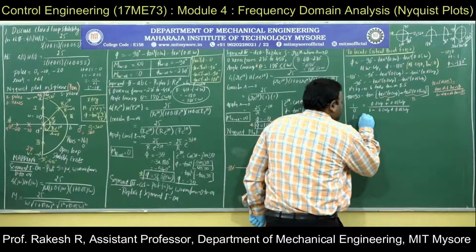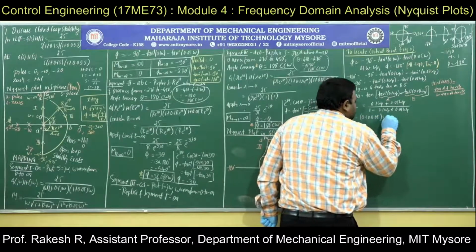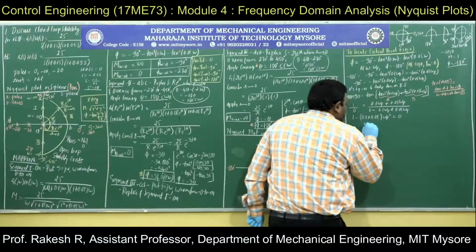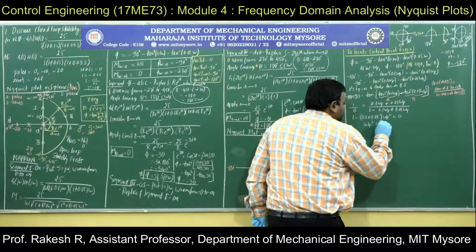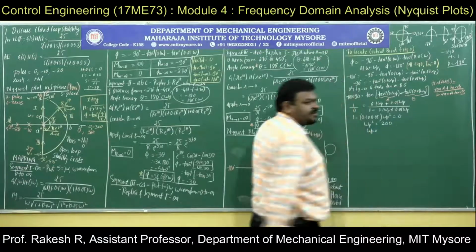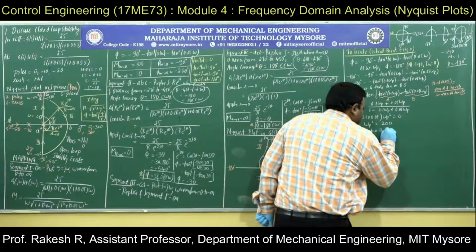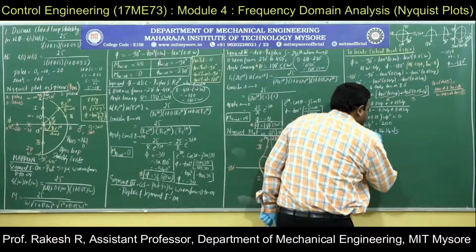So 1 minus 0.1 into 0.05 omega p square is equal to 0. Omega p square will be equal to 200, and omega p will be equal to square root of 200. Square root of 200 is 14.14 radian per second.